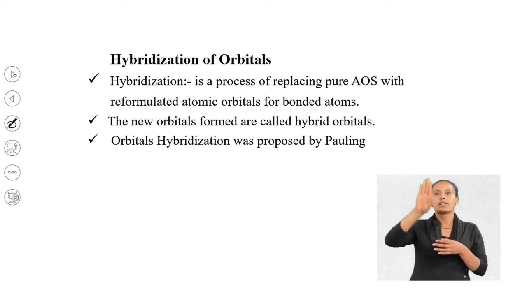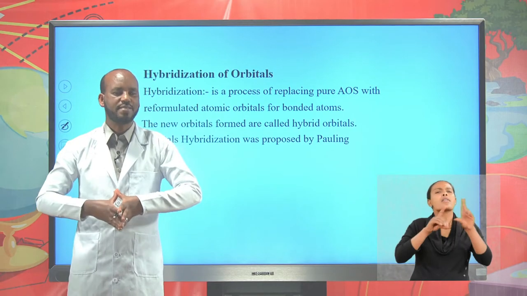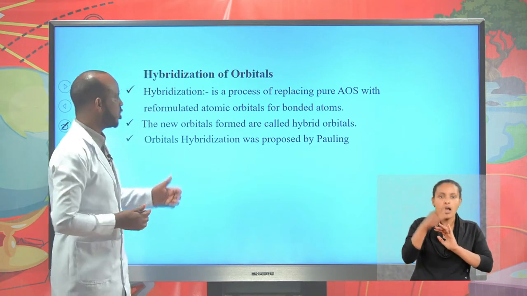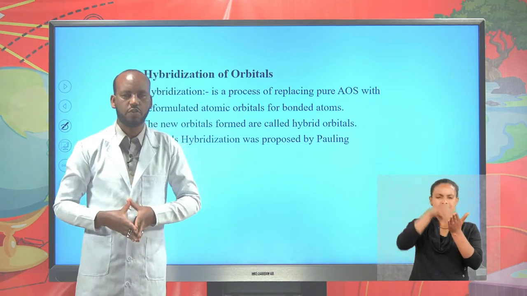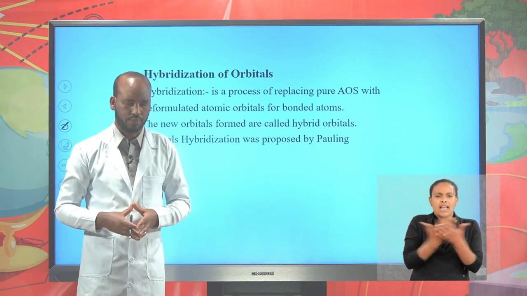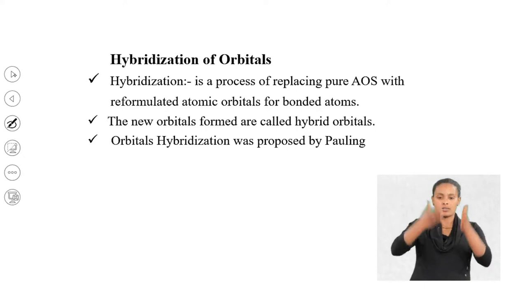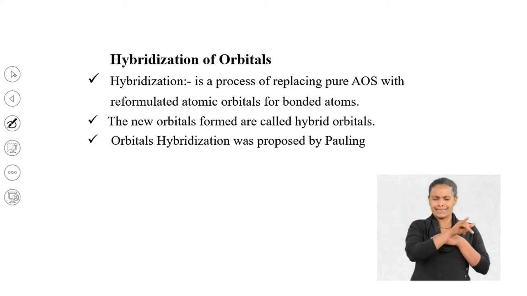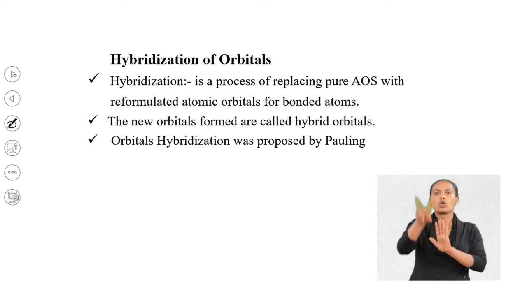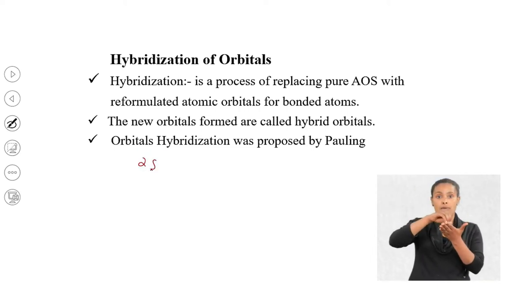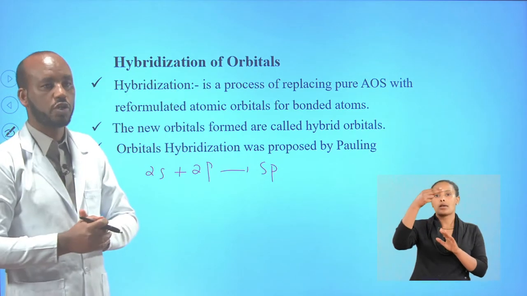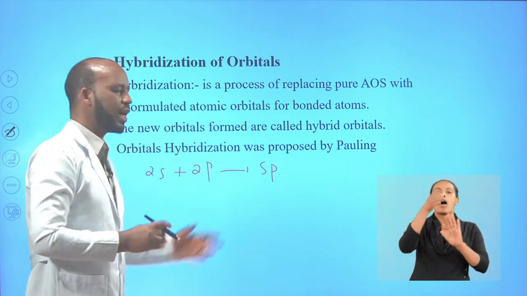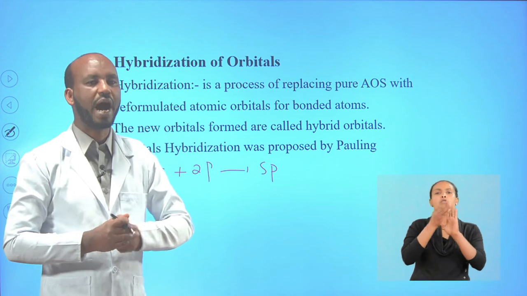Hybridization of orbitals. Students, what does hybridization mean? Hybridization is an imaginary mixing process in which orbitals rearrange themselves to form new hybrid orbitals. In hybridization, orbitals from the same energy level are hybridized. For example, a 2s atomic orbital mixed with a 2p atomic orbital forms sp hybrid orbitals. The number of atomic orbitals involved equals the number of hybrid orbitals.